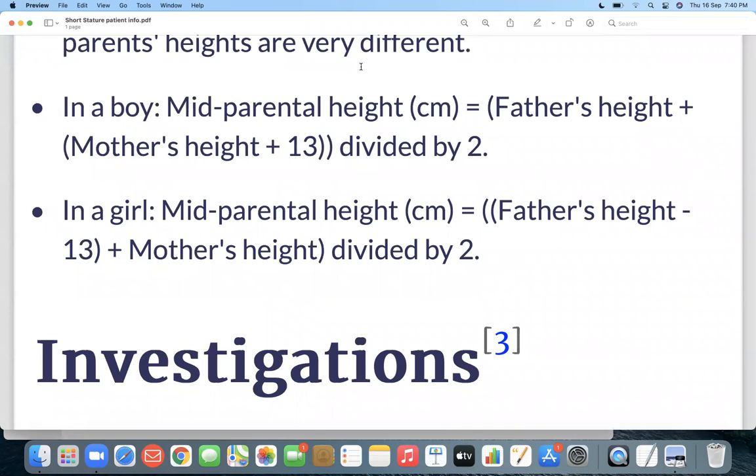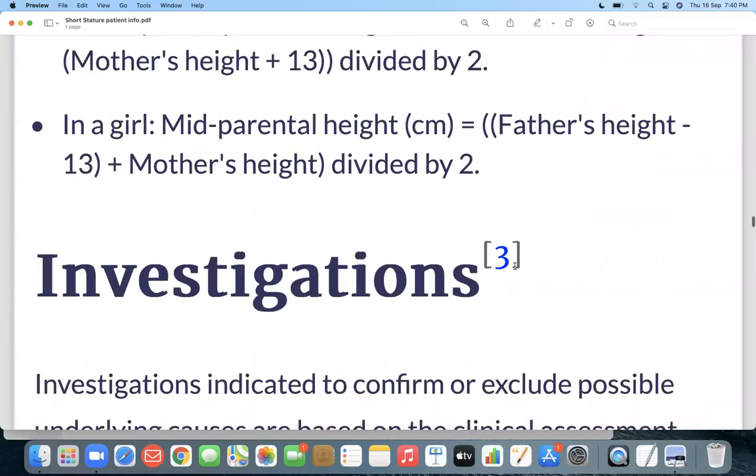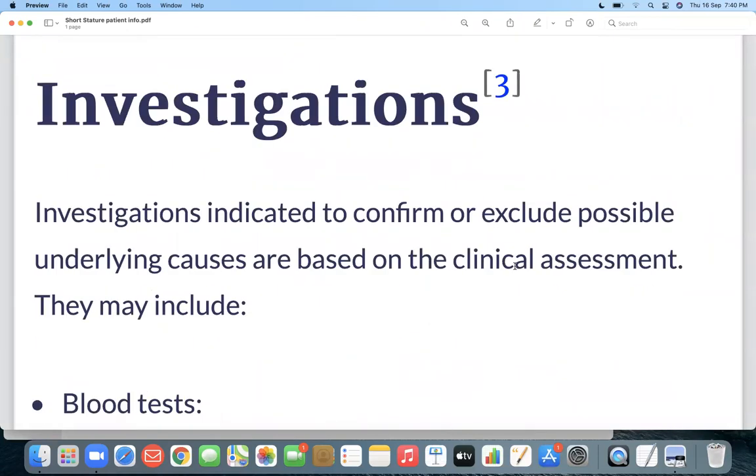Actually, wait. Here you will add the father's height plus mother's height, to that you will add 13 and then divide by 2, right? There they will add father, mother, and then divide by 2 and then plus 7. So it's almost the same.